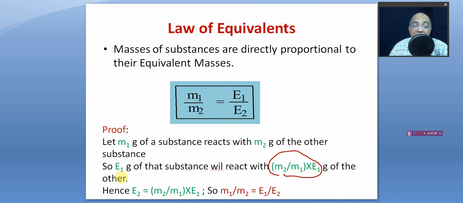Therefore, if E1 is 1 gram equivalent mass of substance A, the other substance what we get by the unitary method has to be 1 gram equivalent mass of the other substance. Let's say it is E2. So E2 is equal to this. By crisscrossing, by rearrangement, we get M1 by M2 is equal to E1 by E2. That is the famous law of equivalence. We shall be using this law in solving all problems of equivalent mass.